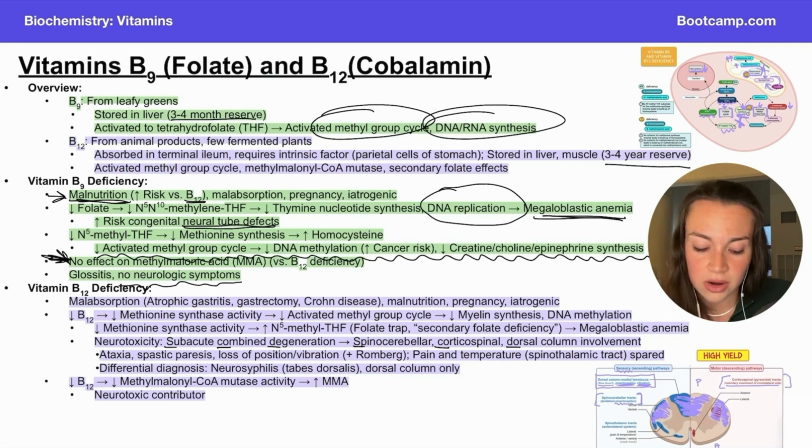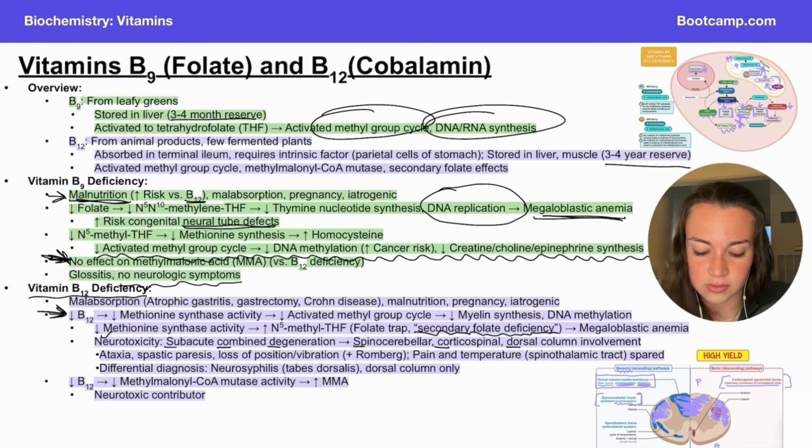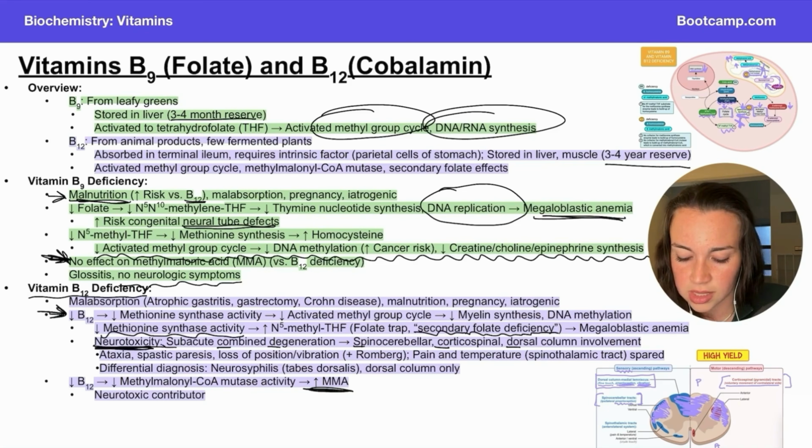We went on to compare that to vitamin B12 deficiency, which did have those two things. Not only did we see a lot of the same things that we saw with a folate deficiency, with a B12 deficiency because of this secondary folate deficiency caused by reduced methionine synthase activity, but we also had neurotoxic effects, in part because of the buildup of methylmalonic acid that we got.